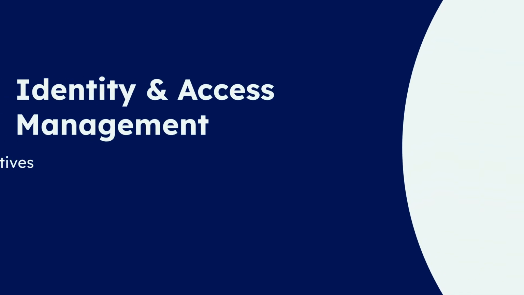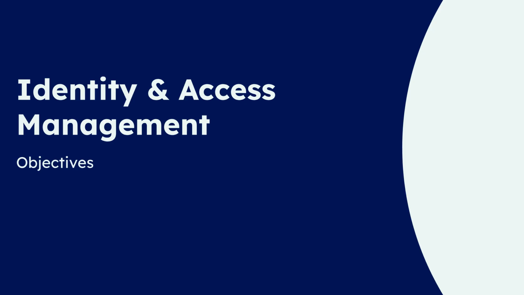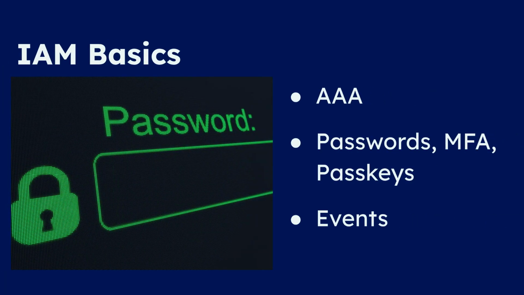Our first learning objective focuses on Identity and Access Management, or IAM. This is the foundation of who and what can access your systems. You need to explain authentication versus authorization versus accounting, and where these appear in logs. Compare passwords, MFA and passkeys, and recognize events that indicate spray, stuff, or MFA fatigue attacks.